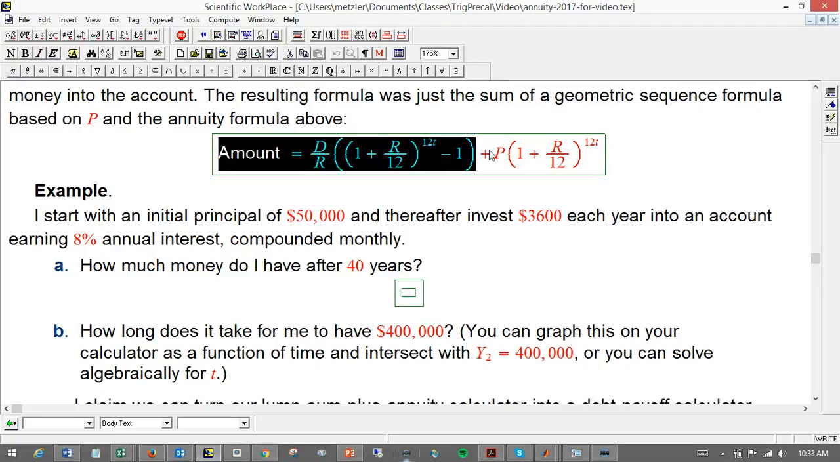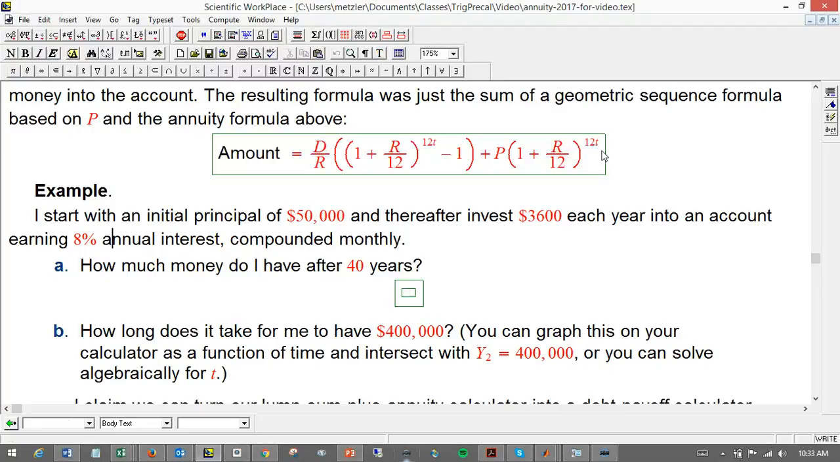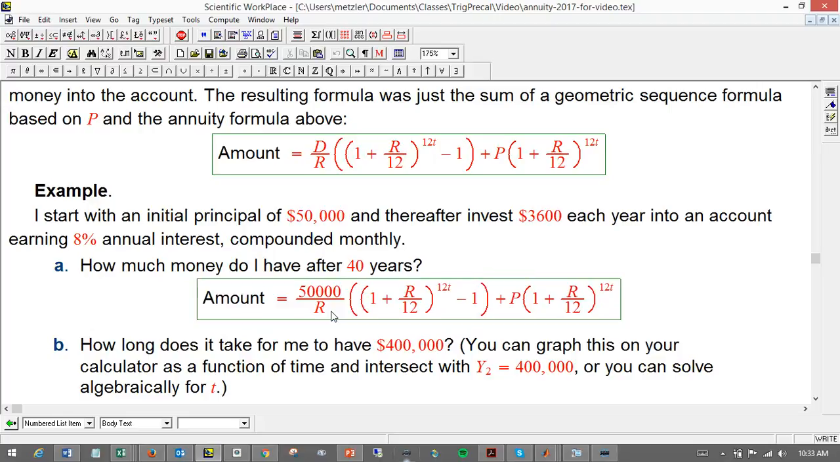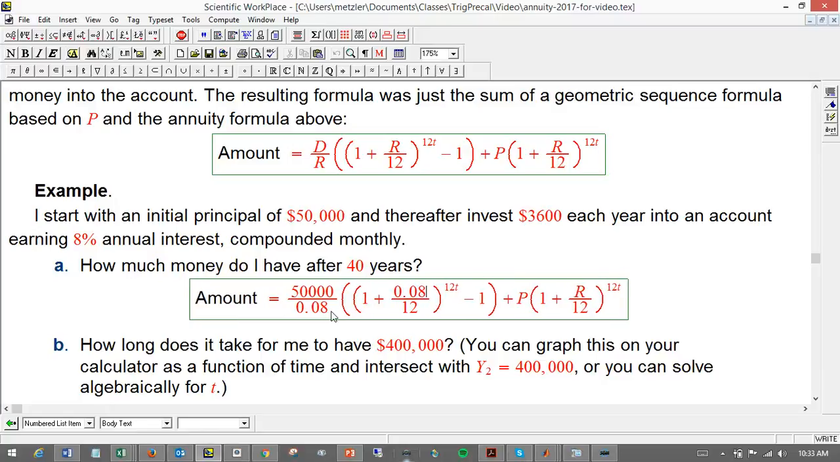And that did not work. Somehow my copy didn't take there. Okay, so there's my formula, and I'm going to plug in the 50,000, 0.08. Remember, you've got to convert that to a decimal, or else it's not going to be remotely correct. I'm putting it in for 40 years.